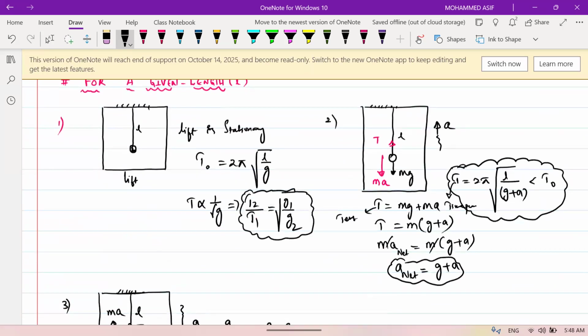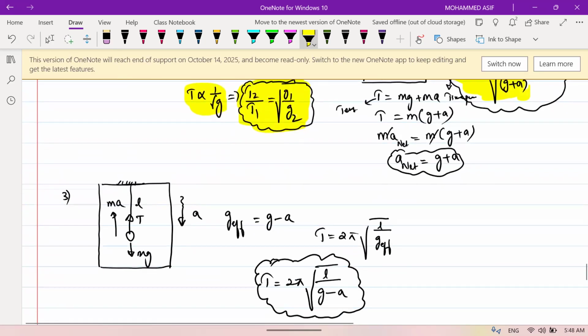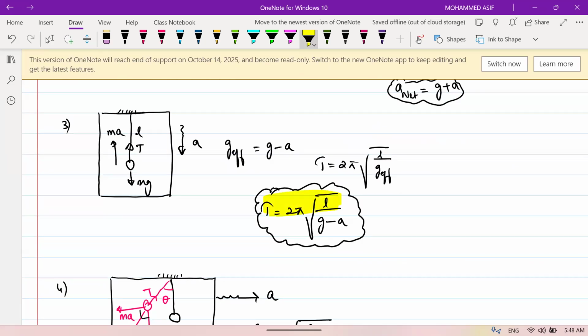So for a given length, I told you that time period will be directly proportional to length L, isn't it? When g is constant, T is inversely proportional to g. So from that, I got T2 divided by T1 is equal to under root of g1 divided by g2. If the lift is moving in upward direction, then time period T is equal to 2 pi under root of L divided by g plus a, which will be lesser than the time period when the lift is at rest. When it is moving in the downward direction, the time period T is equal to 2 pi under root of L divided by g minus a.